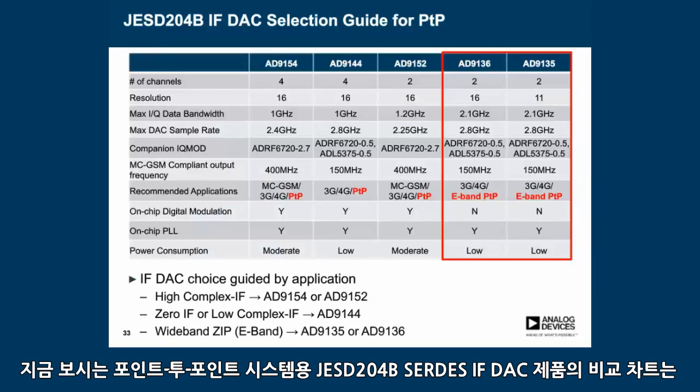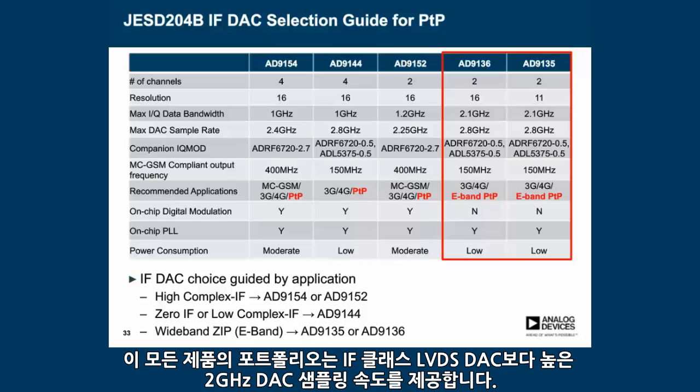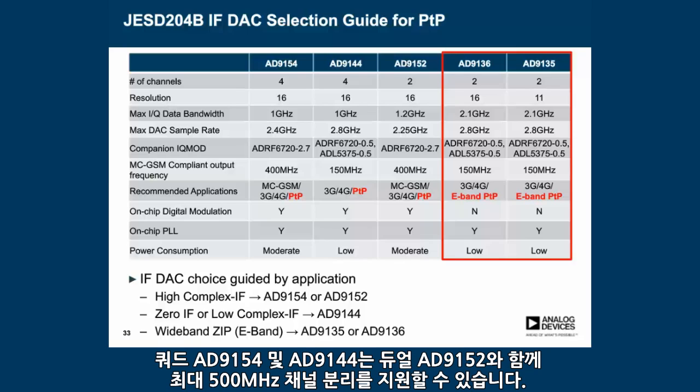This comparative chart of the JESD204B SerDes IF DAC products for point-to-point systems shows how the shift from LVDS to SerDes interface designs enables even wider complex data bandwidths than are achievable with LVDS. All these products provide greater than 2 GHz DAC sampling rate, higher than any of the IF-class LVDS DACs in the portfolio.